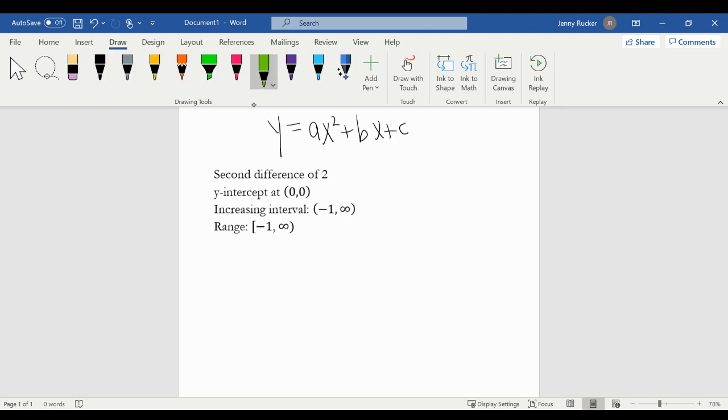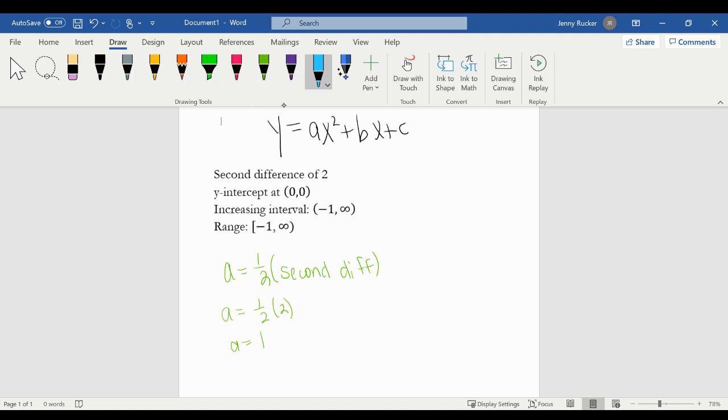Our first key feature is the second difference of 2. We know there's a relationship between the a value and the second difference. We know a is equal to 1/2 of the second difference. So I can use this to find my a value, which is 1/2 of 2, so a must be 1. Now I know a, let's go to the next key feature.